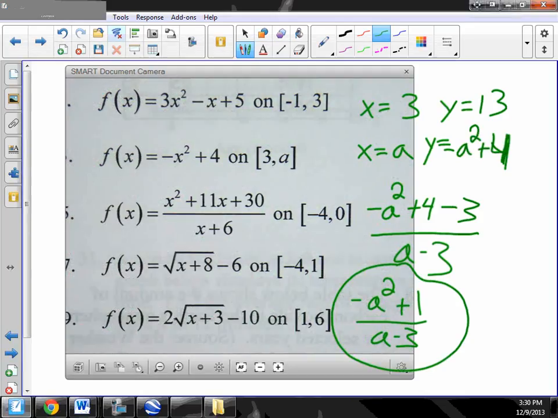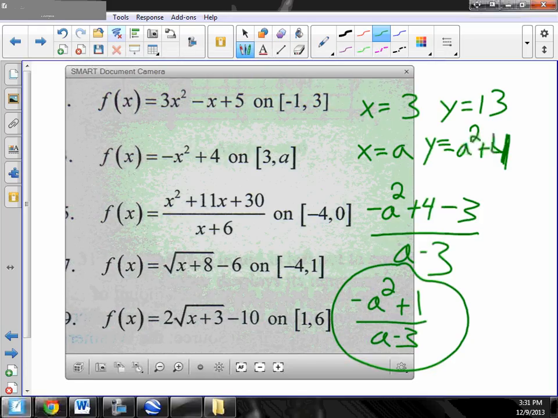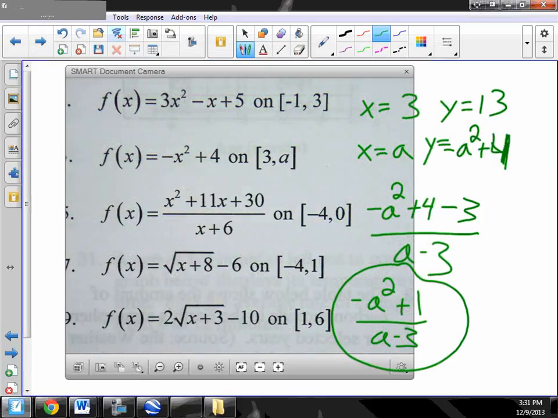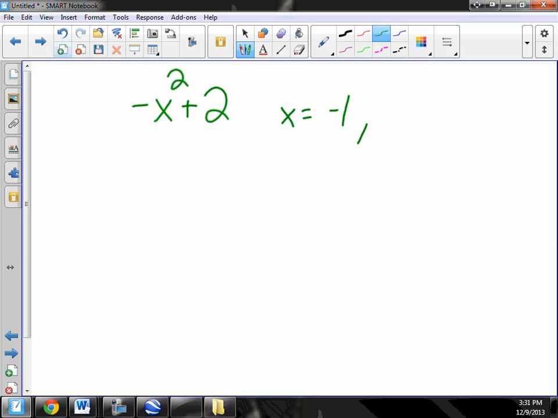And if you want to know an exact value, then you would plug in like 4. You could plug in 4 and find the average rate of change for that. Okay? I do want to show you one that is negative. So I'll make one up. So let's say we have negative x squared plus 2, and I want to know what is the average rate of change from x equals negative 1 until x equals 5.